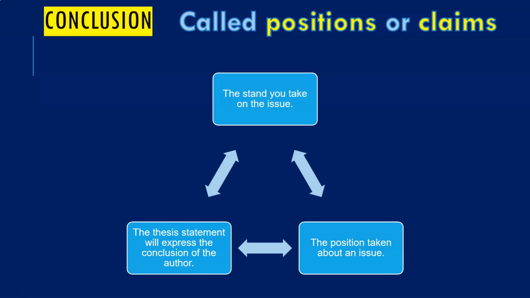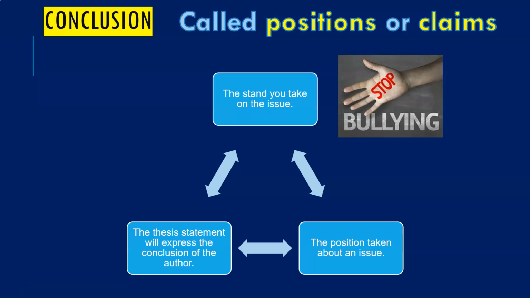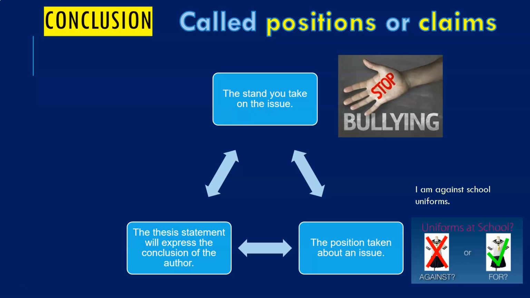So, conclusion. A conclusion is also called a position or a claim. There are 3 ways you could express a conclusion. It doesn't matter which one is first, but a conclusion is pretty much just taking a stand on an issue, or the position that you take on an issue. As you can see, the first 2 are very similar. Stop bullying, I'm taking a stand against that. And I am against school uniforms. That's a position taken on the issue.